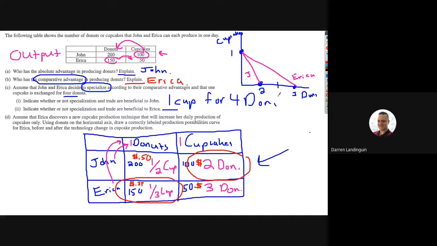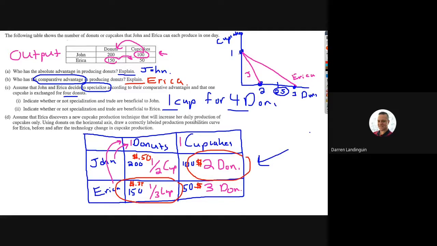So what would be a nice round number for us here? Something like that, 2.5. There you go. Okay, that's what the terms of trade should be. But that's not the terms of trade, right? They say 1 cupcake for 4 donuts. And so now I want to see, is this good for both? Bad for both? Good for one? Bad for the other? Let's take a look.